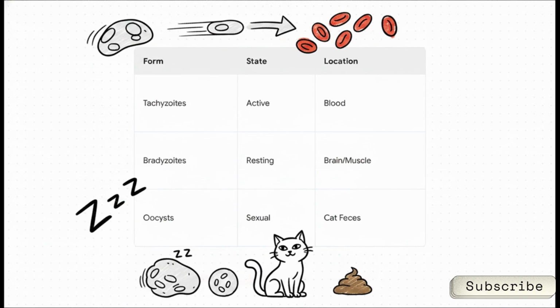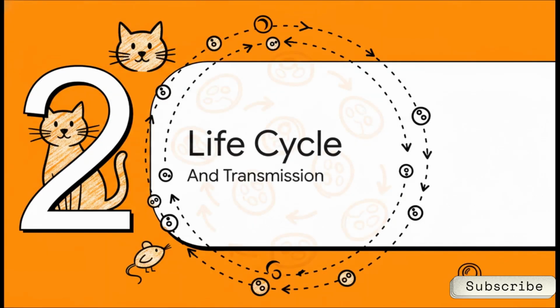Finally, the oocysts. Those are the sexual form, and they're excreted exclusively in cat feces, so T for active, B for break. Definitely lock that one in. Moving right along to Section 2, Life Cycle and Transmission.